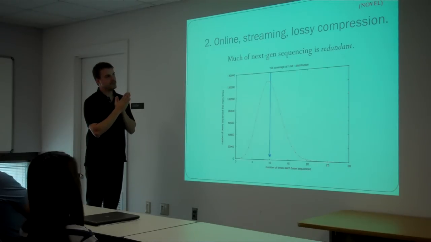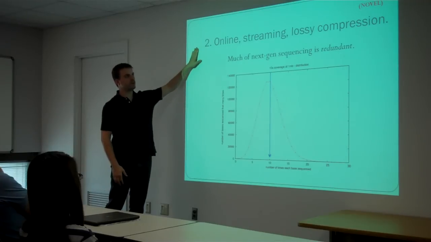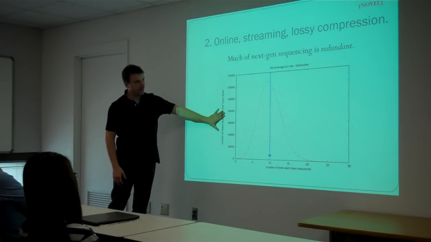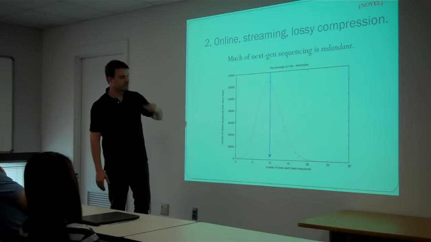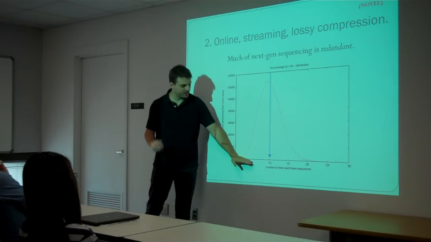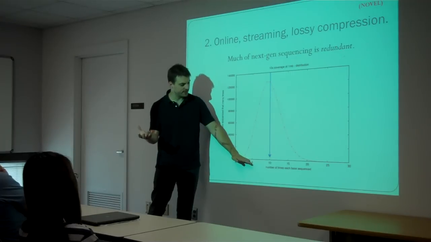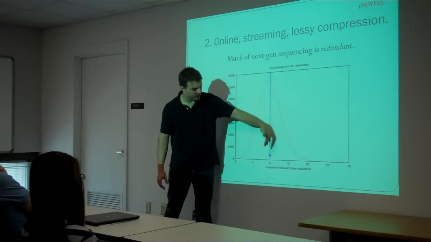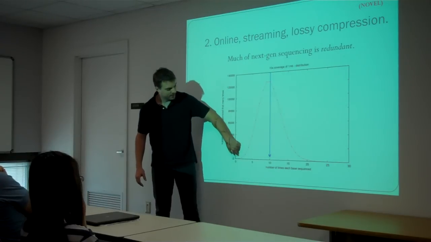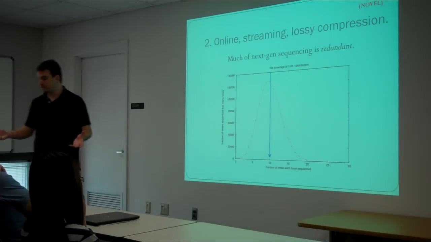So we also developed a second novel algorithm, which is essentially an online streaming approach to lossy compression. So if you remember, 15 minutes ago, I told you that our data sets were actually very redundant. If you look at the number of times the information content in the original text is seen in these random sequencing data sets, in order to shift this curve far enough to the right so that you're not missing anything, you observe many things 10 times or more, and many times more than you actually need to.